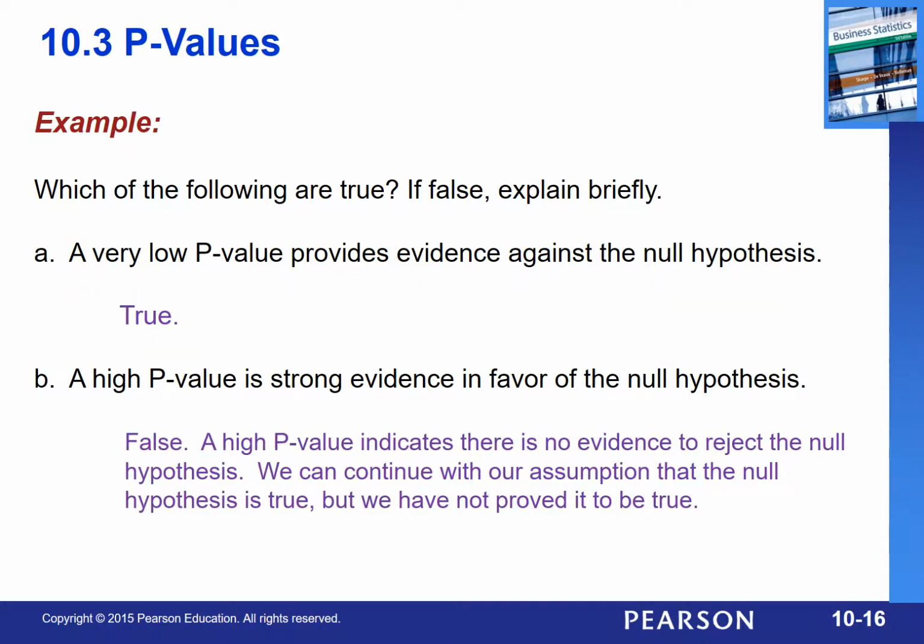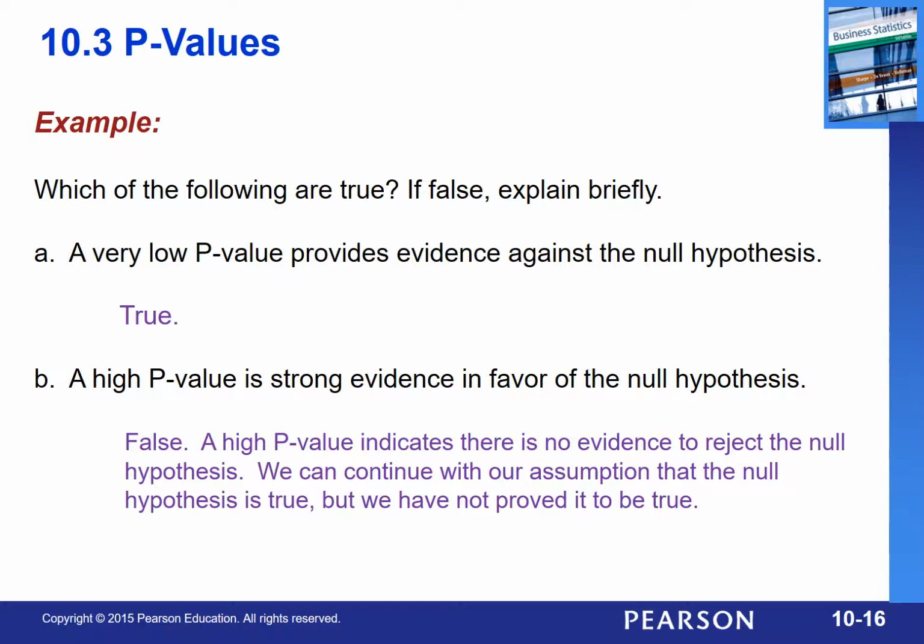All right, so which of the following are true? Briefly explain. A very low p-value provides evidence against the null hypothesis. Yep, that's exactly what it does. It's small, which means it's unlikely, which means that's probably not what's going on. It's contradicting what you're assuming is true. A high p-value is strong evidence in favor of a null hypothesis.